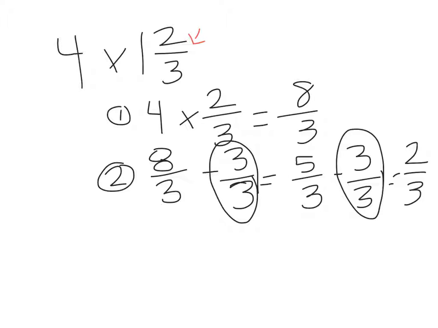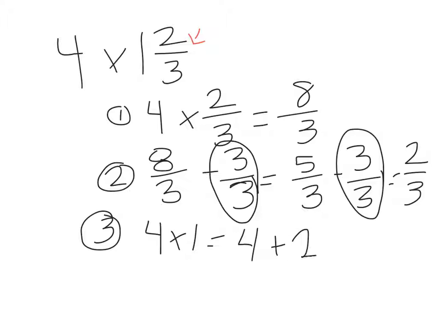The third step is going to be multiply my whole numbers. So 4 times 1 equals 4. I need to add in my 2 wholes because I have 2 wholes circled. So 4 plus 2 equals 6. The last thing I am going to do is put everything together. I have 6 wholes and 2/3. So my answer is 6 2/3.